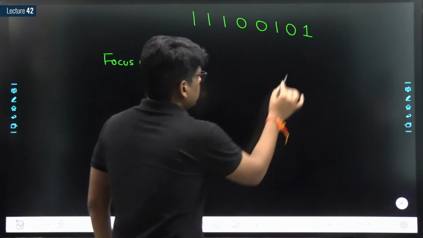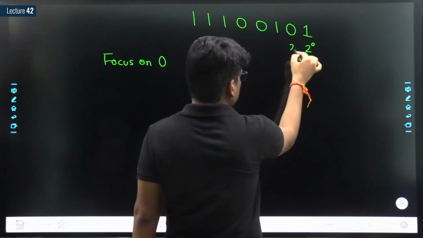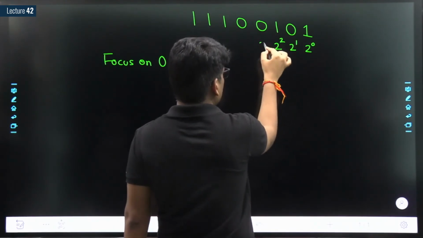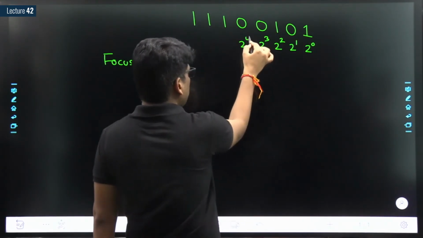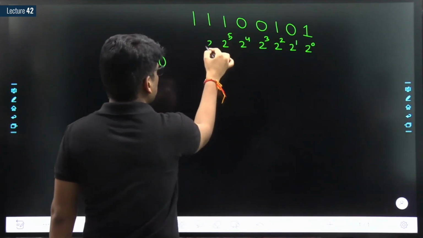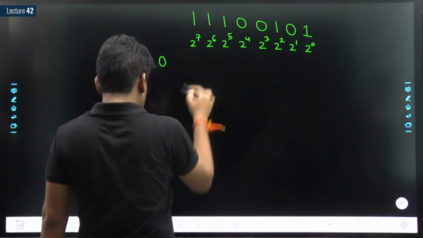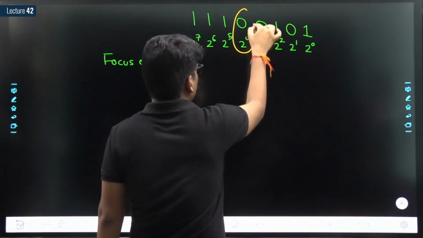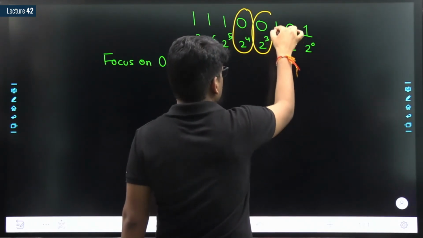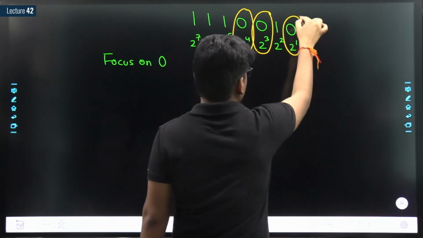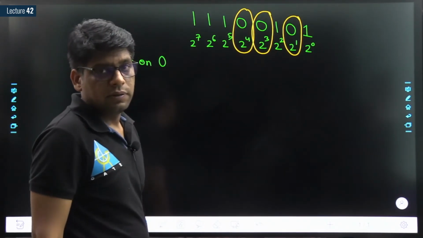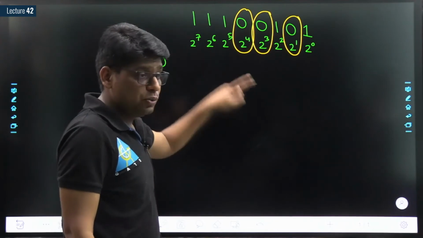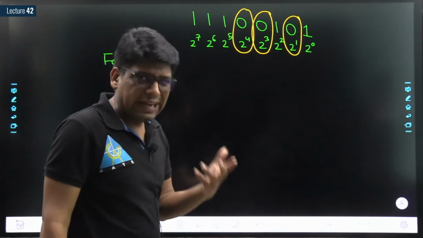This is 2 to the power 0, 2 to the power 1, 2 to the power 2, 2 to the power 3, 2 to the power 4, 2 to the power 5, 2 to the power 6, 2 to the power 7. Focus on the 0s. This is in 2's complement form, that means a negative number.